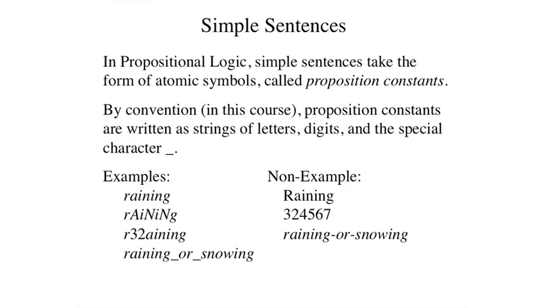Raining beginning with a capital letter is not a proposition constant because it begins with an uppercase letter. 3, 2, 4, 5, 6, 7 is not a proposition constant because it begins with a number. Raining-or-snowing fails because it contains the dash, or minus sign.